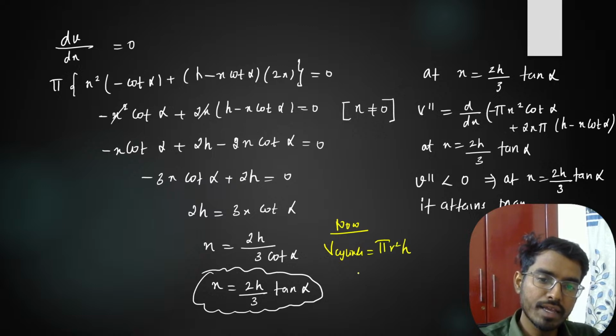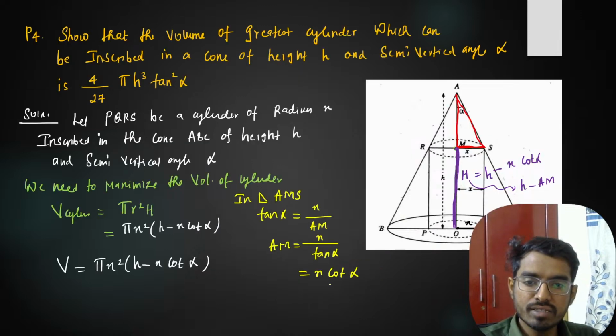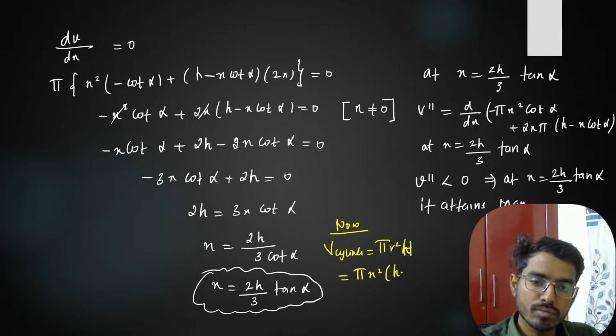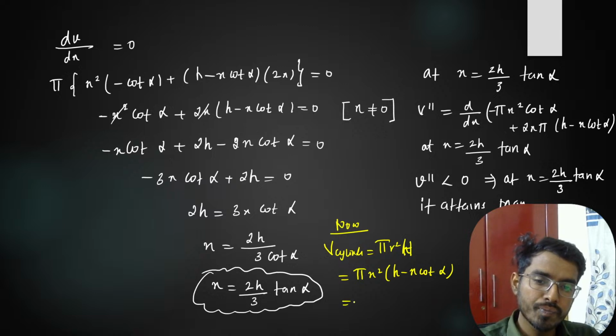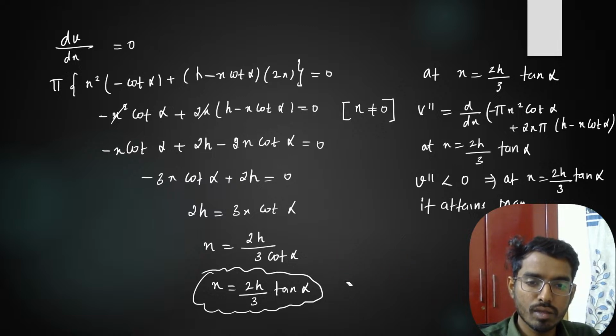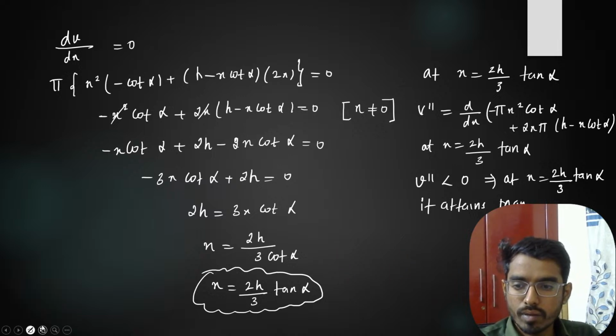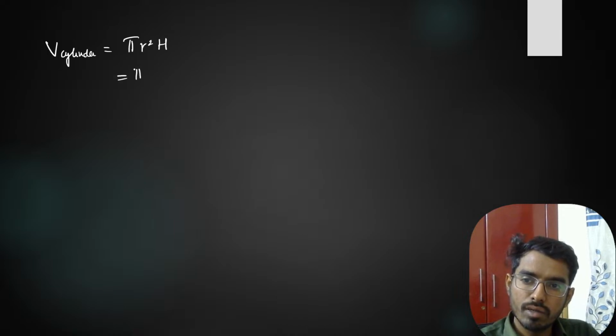Now what is the volume of a cylinder? Pi r square h. So pi x square, and in our case our height is capital H. And what is capital H? We know capital H is h minus x cot alpha. Now you substitute x is equal to this value. I think I can use the next page or else it will be confusing. Now what is the volume of a cylinder? Pi r square capital H. Our r is x, and capital H is h minus x cot alpha, right?